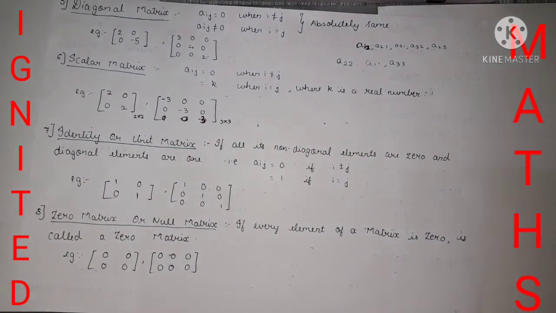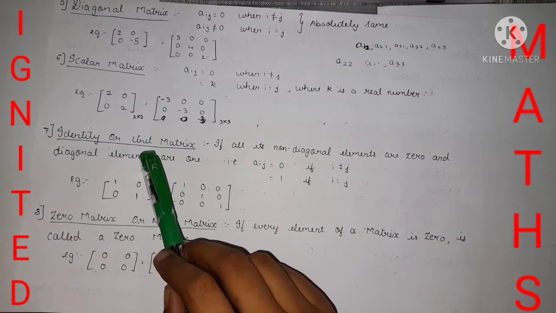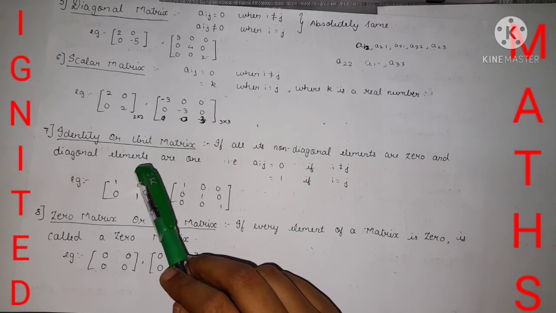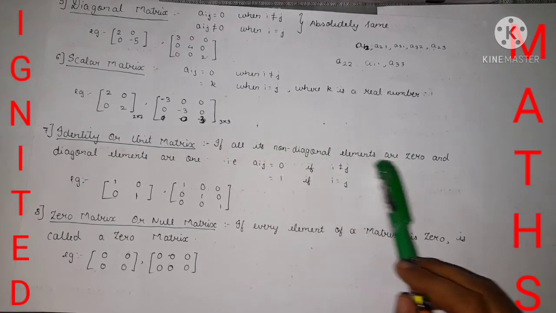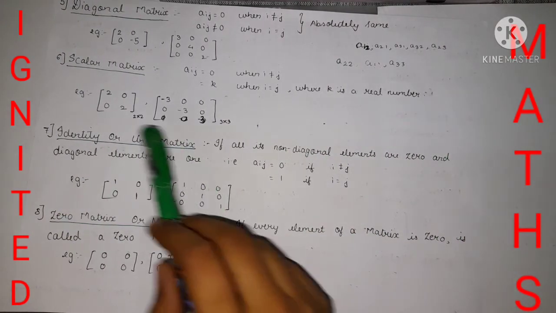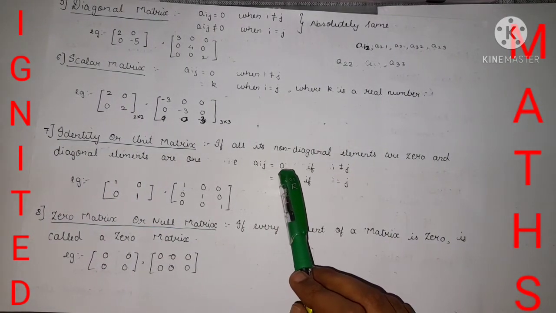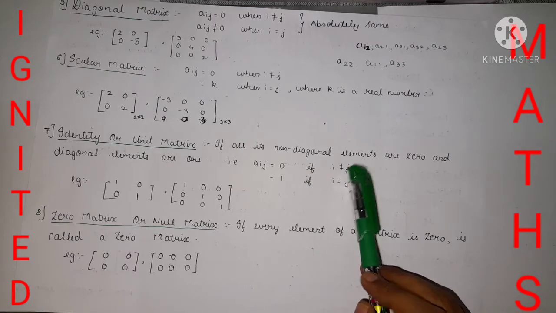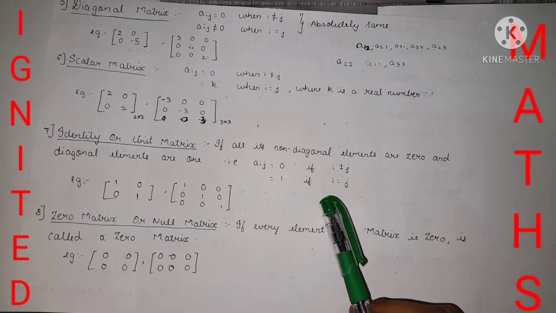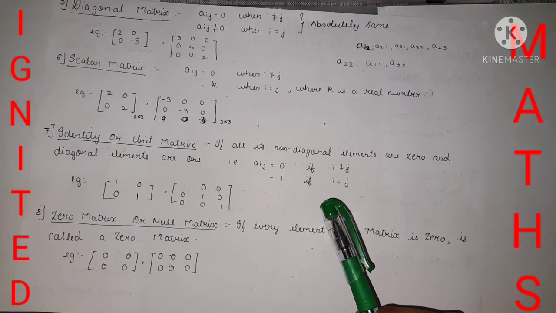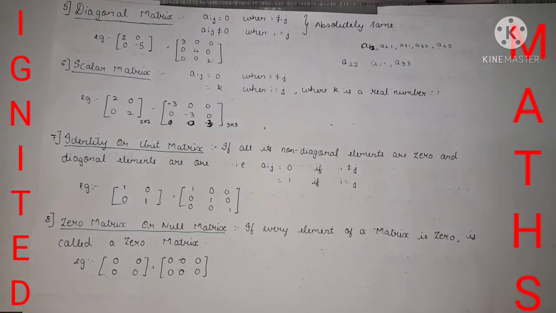Now the seventh type of matrix: identity or unit matrix, in which identity means 1 and unit also means 1, so it is a matrix related to 1. If all its non-diagonal elements are 0 and the diagonal elements are 1, it is called an identity or unit matrix. Here I have given the statement: aij is equal to 0 if i is not equal to j, and equal to 1 if i is equal to j. i is equal to j is nothing but the diagonal element. The diagonal elements you need to put as 1, and the rest of the elements as 0. This is the explanation of this matrix.